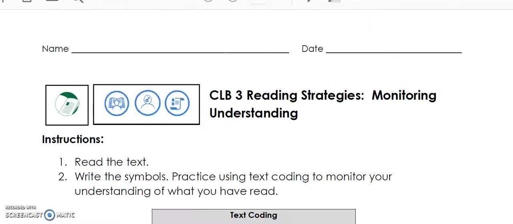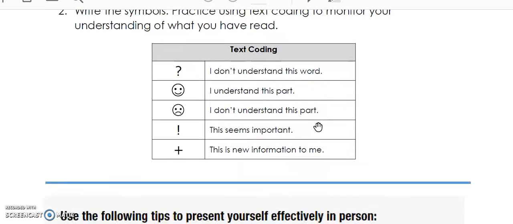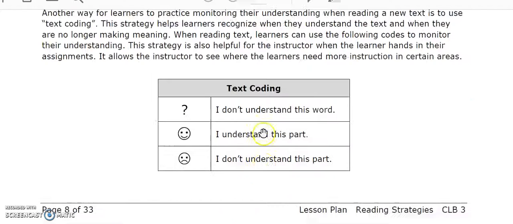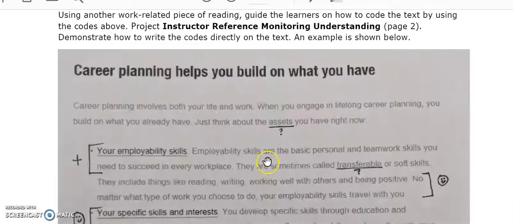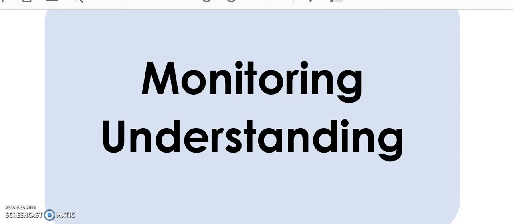Following the guided practice part of the lesson, the learners then complete an independent practice activity where they practice using the text codes on a new piece of text. Finally, there is a short closing activity. Please refer to the lesson plan for information on how to teach this strategy in more detail.